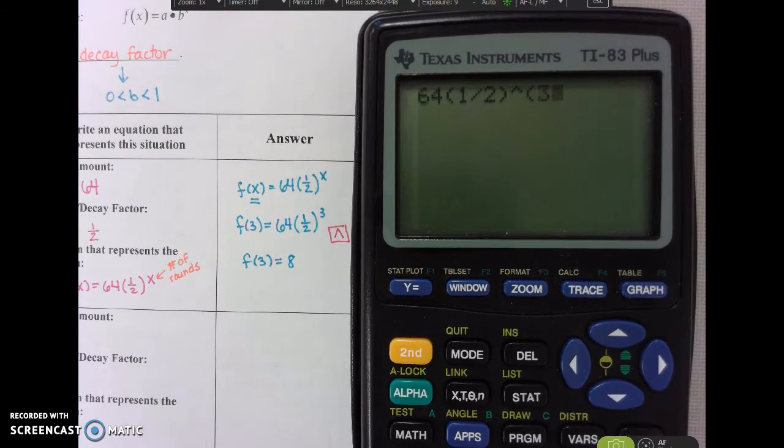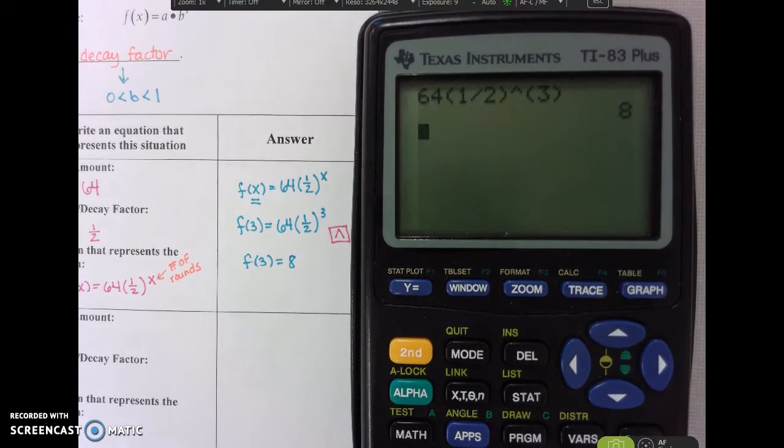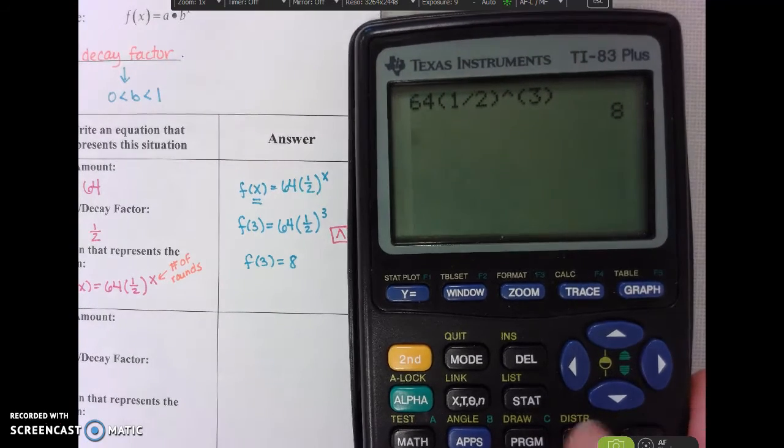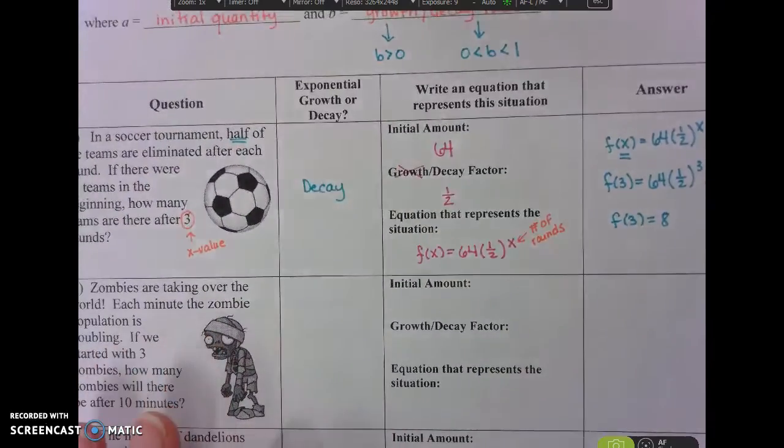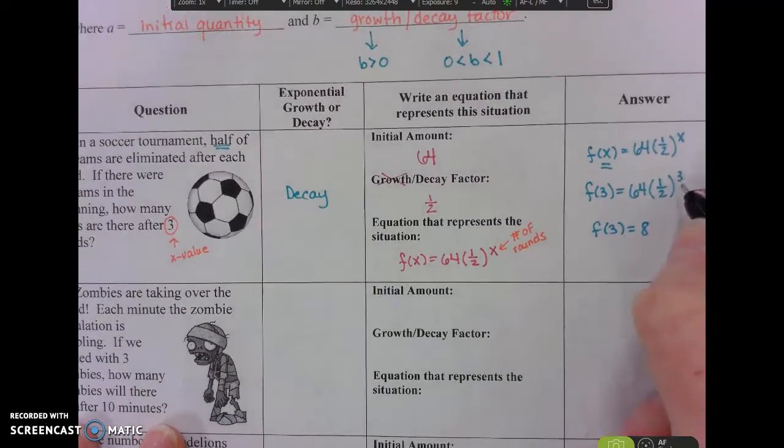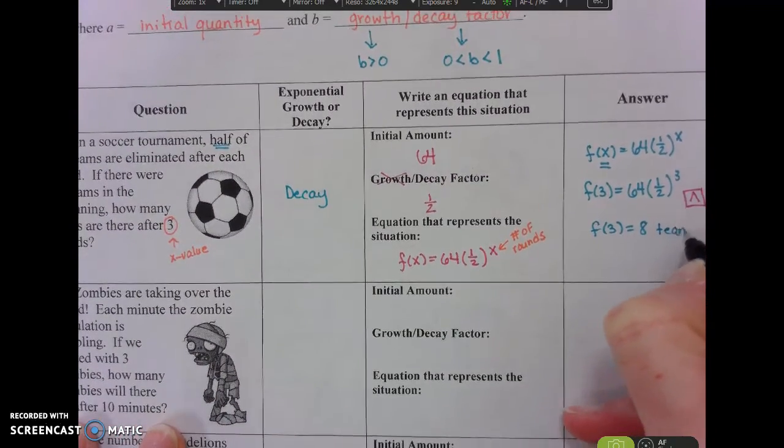This is why we have to put parentheses around our exponent so that we make sure our calculator knows exactly what we want it to do. Hit enter, and we still get the exact same answer. So it does not matter which calculator you have, you just have to know how to use it. So regardless, after 3 rounds, we have 8 teams left.